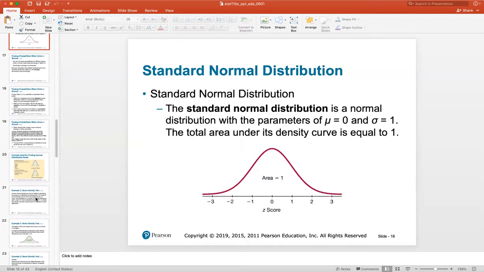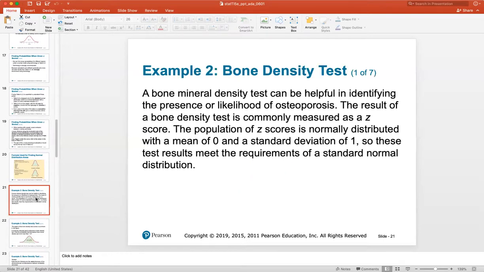So let's see example 2, bone density test. A bone mineral density test can be helpful in identifying the presence or likelihood of osteoporosis. The result of a bone density test is commonly measured as a z-score. The population of z-scores is normally distributed with a mean of 0 and a standard deviation of 1. So these test scores meet the requirement of a standard normal distribution.